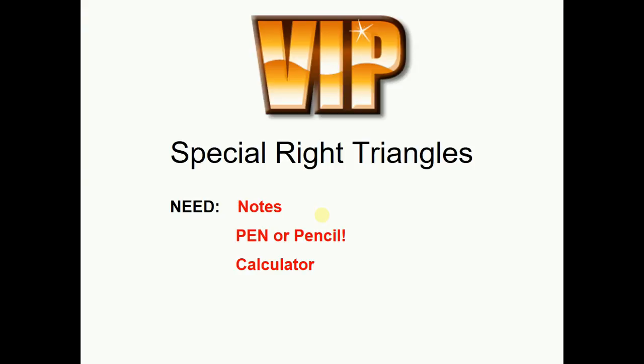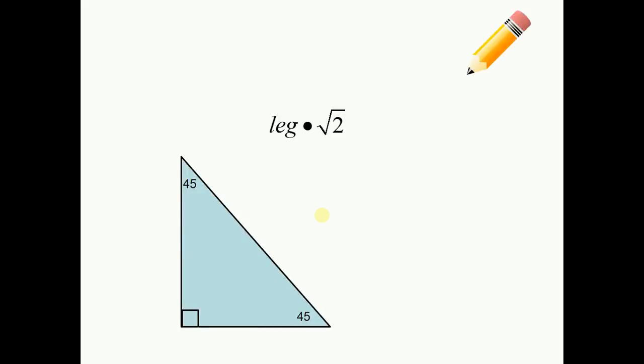So special right triangles. You're going to want that foldable we made in class today, notes, pen or pencil, and then a calculator. Refer back: you want to put these notes right beside where we talked about how the special right triangle formulas came from, so you have them right by these notes when you start to take them in your notebook.